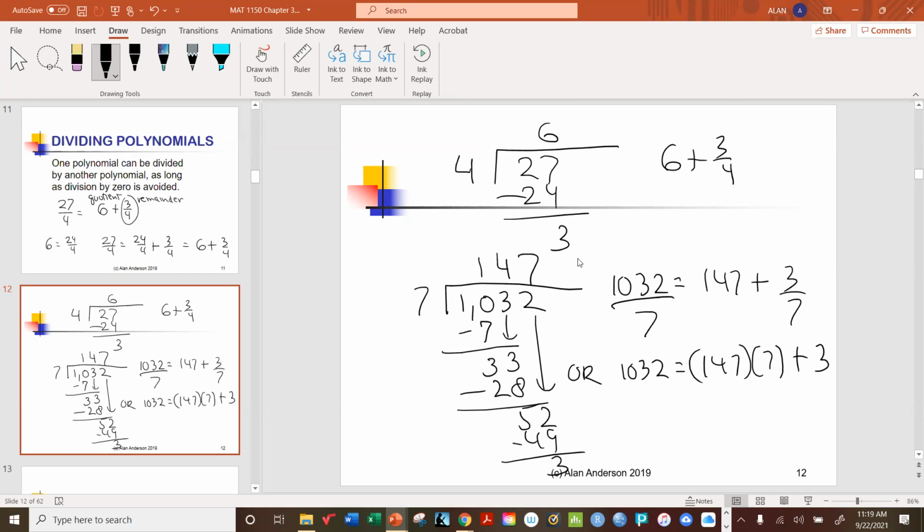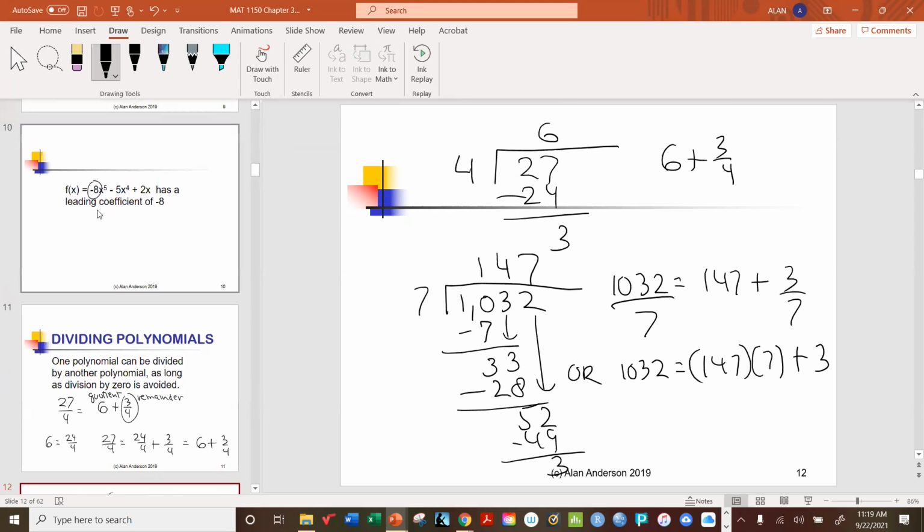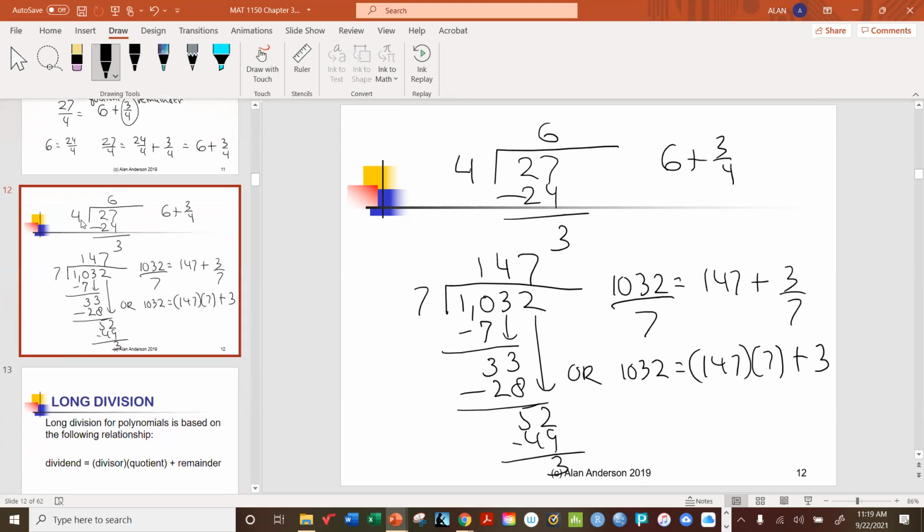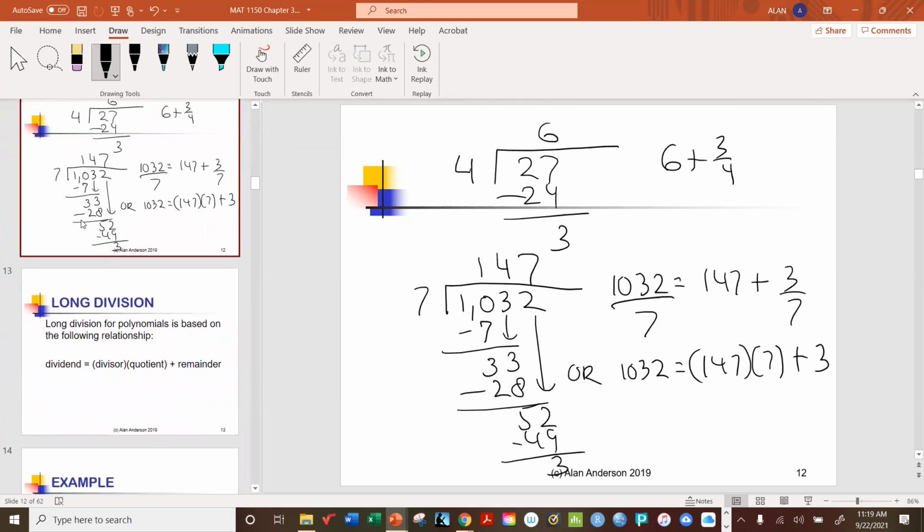And so if you're going to do it like that, we have some formal terms here that we need. This is the dividend. Now, I don't expect you to memorize these. This is the divisor. This is what we're using to divide the number by. This is what we're going to call the quotient. And this 3 is, of course, the remainder.